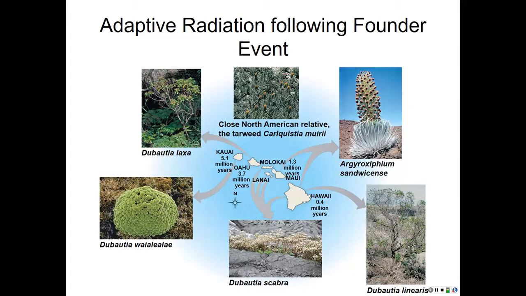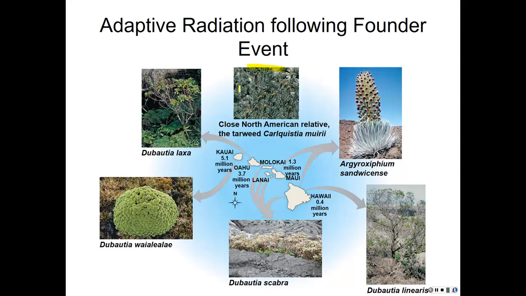This can be caused by founder events, by mass extinctions, or by innovation of new traits. So what you're looking at here is founder events. Here is the founder event of what we call the Hawaiian silver swords, which are a genus of plant we find among the different Hawaiian islands. They are descended from a single common ancestor found on the west coast of the United States known as the tarweed. Do we have a picture of the tarweed? Oh, right here. So here is the tarweed in the center here.